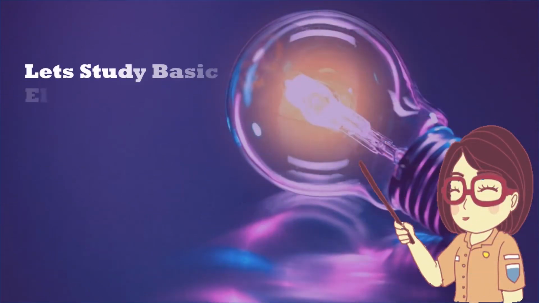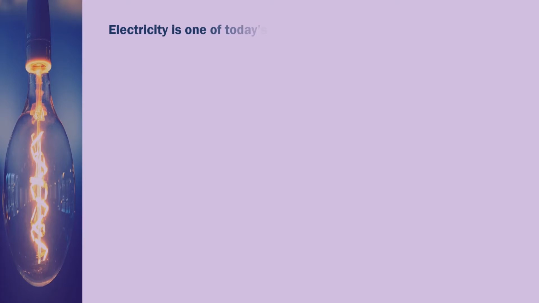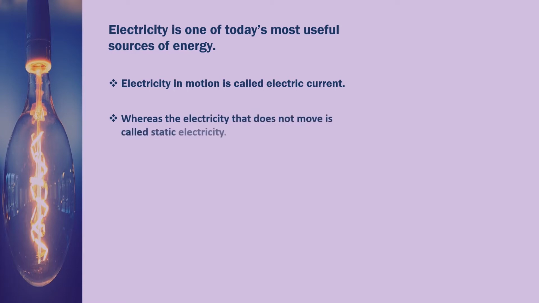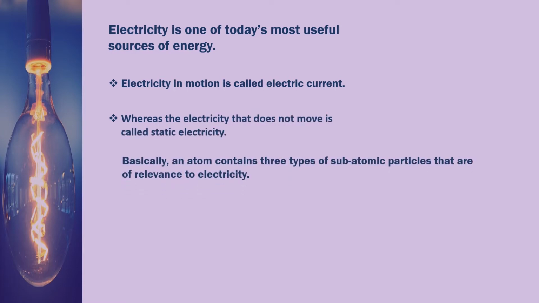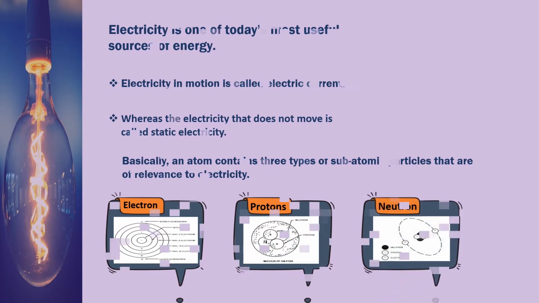Let's study basic electricity this week in mechanic diesel. Electricity is one of today's most useful sources of energy. Electricity in motion is called electric current, whereas the electricity that does not move is called static electricity. Basically, an atom contains three types of subatomic particles that are of relevance to electricity: electrons, protons, and neutrons.